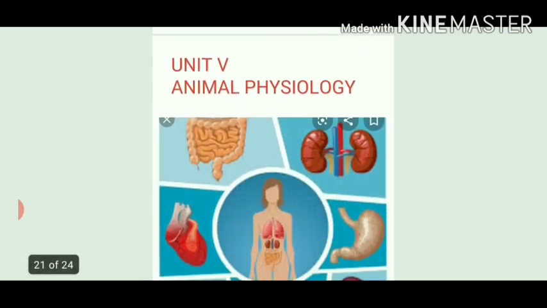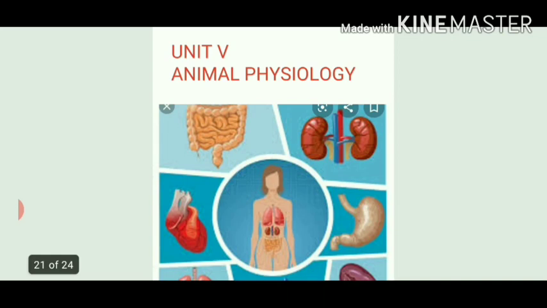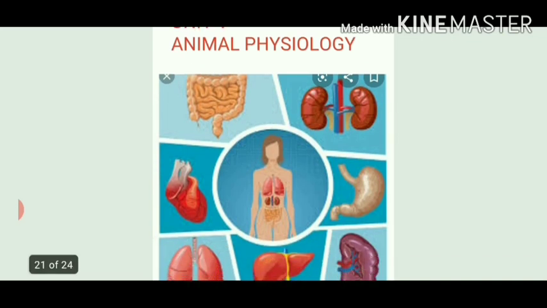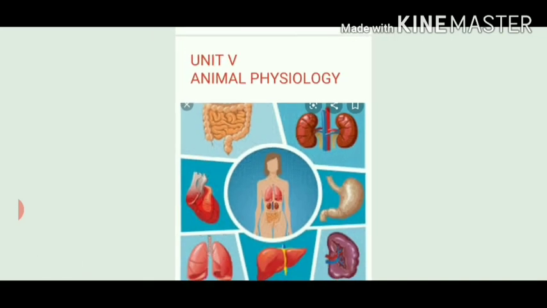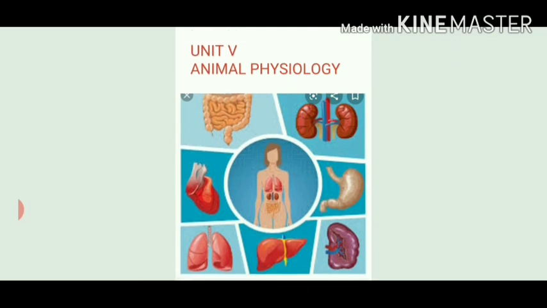Now I will move to unit number 5, that is animal physiology. In animal physiology, as already told, there are several systems which are studied. As you can see, it is a collage showing all the different body systems which play an important role in our body. Number first is the digestive system. Number second, circulatory system. Number third, respiratory system.